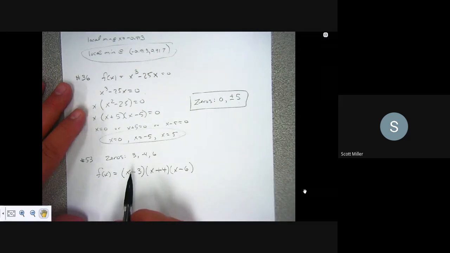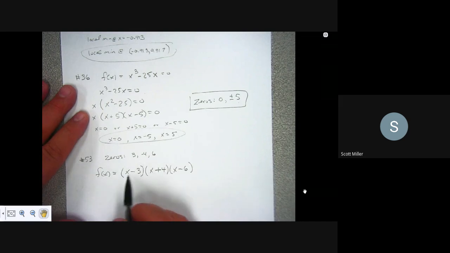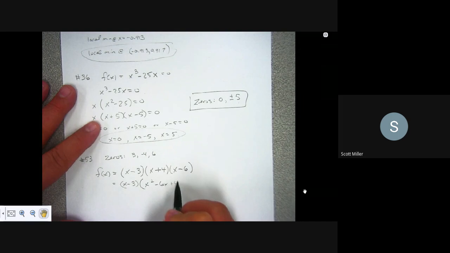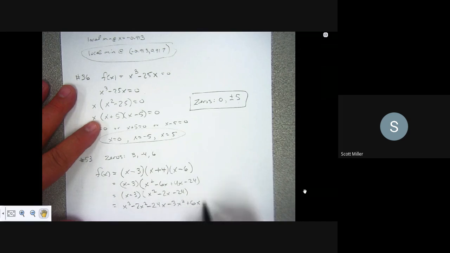And so then you can actually find the polynomial in standard form by multiplying this stuff out. So with this one right here, I usually do the second two first. This is x squared minus 6x plus 4x minus 24. And then combine like terms: x squared minus 2x minus 24. And then multiply by these two things. I'll get x to the third minus 2x squared minus 24x minus 3x squared plus 6x plus 72.